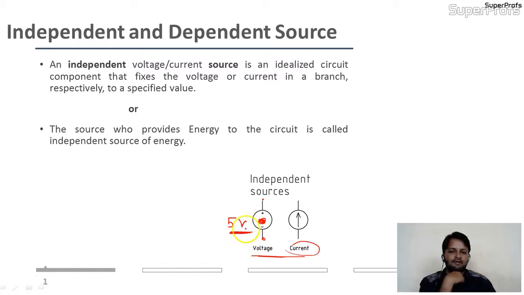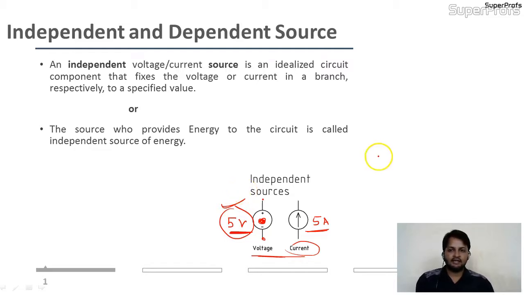We can't control this value. If this is 5 ampere, this will deliver 5 ampere in the circuit. We can't control this. So these are the independent sources of energy. An independent voltage or current source is an idealized circuit component that fixes the voltage or current in a branch respectively to a specified value. The value is 5, so it will deliver 5 volt only in the circuit. Or I can say the source which provides energy to the circuit is called the independent source of energy. It is providing the circuit by its own.